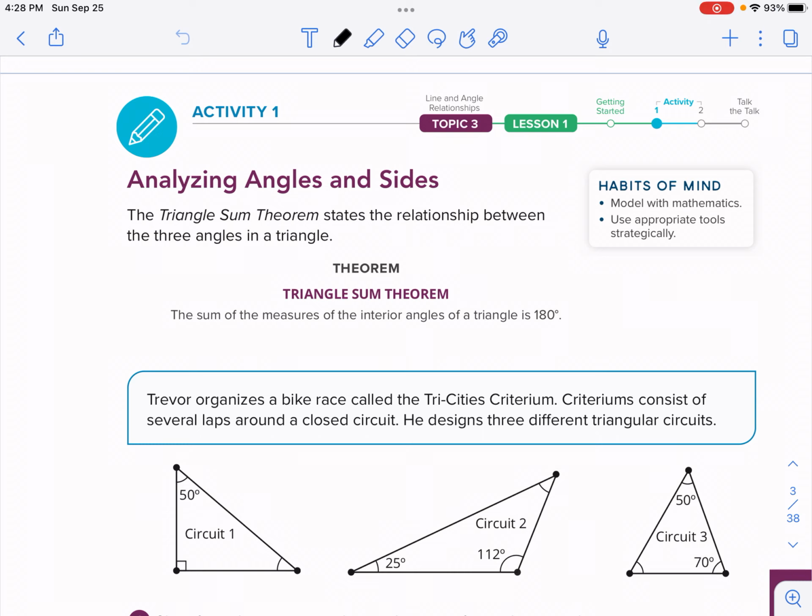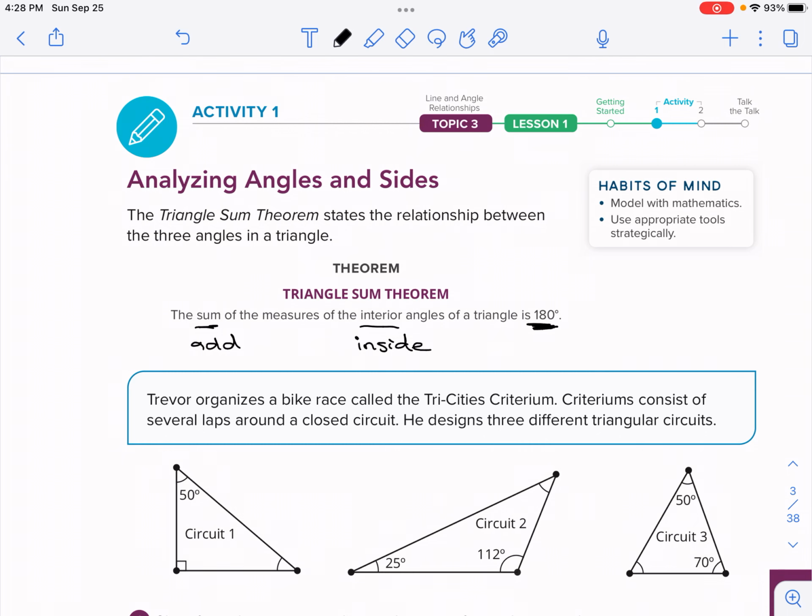As you're looking here, it says analyzing angles and sides. What we see here is a theorem. A theorem is a rule, and you'll be hearing some more theorems in Math 8. But the triangle sum theorem, which you've seen before in 5th grade, 6th grade, says the sum of the measures of the interior angles of a triangle is 180 degrees. This means that when you add up all the interior angles, which means inside, it adds up to 180 degrees.